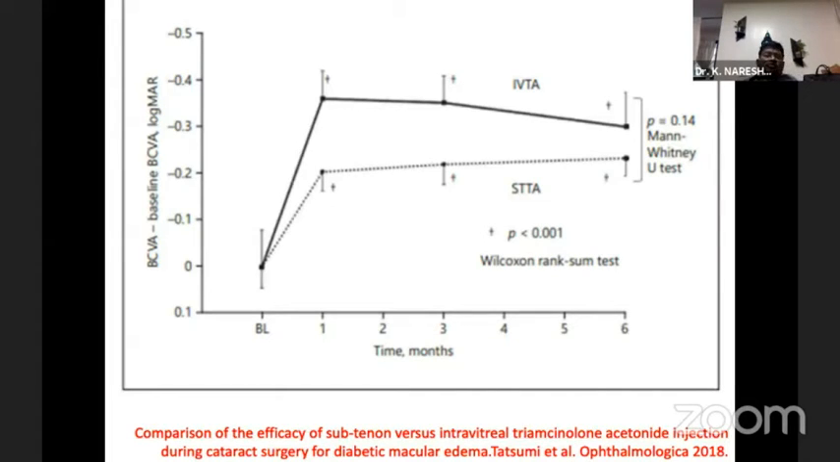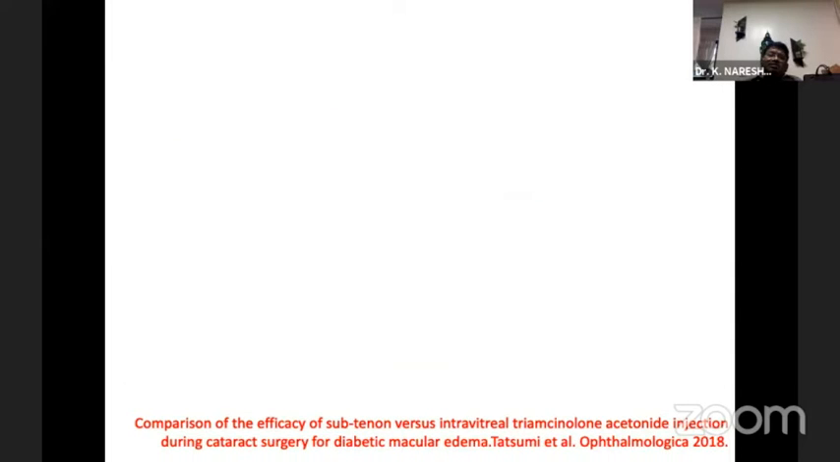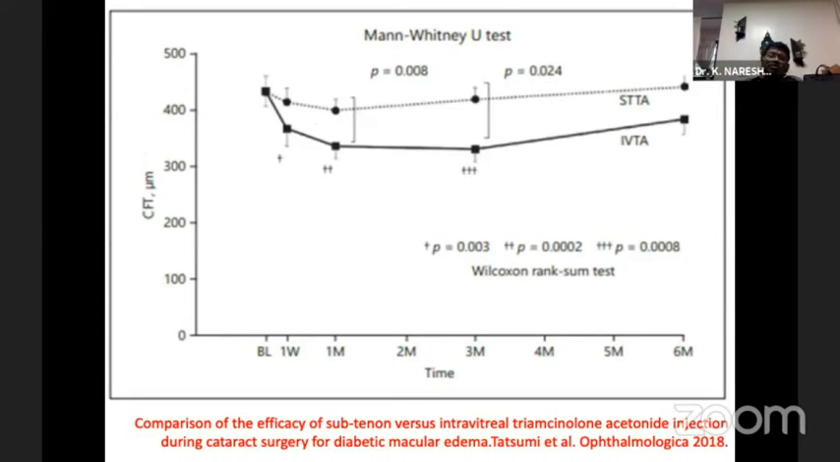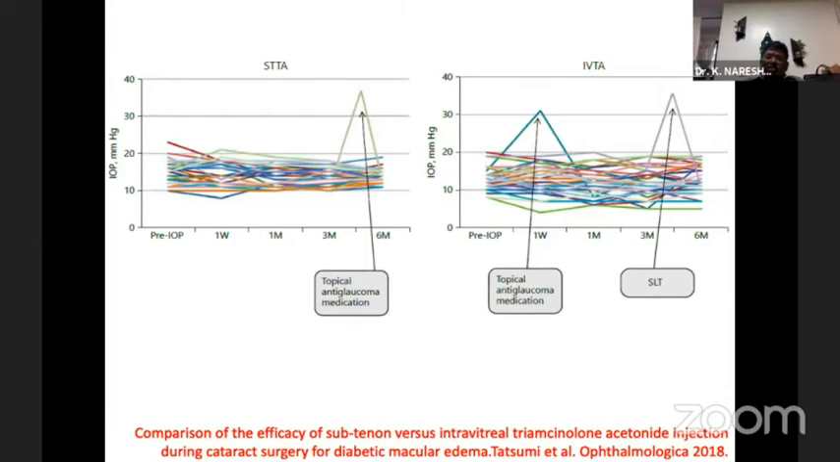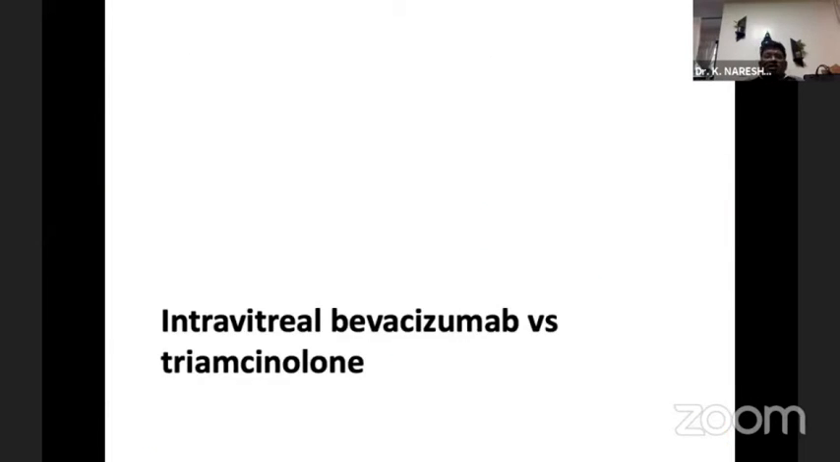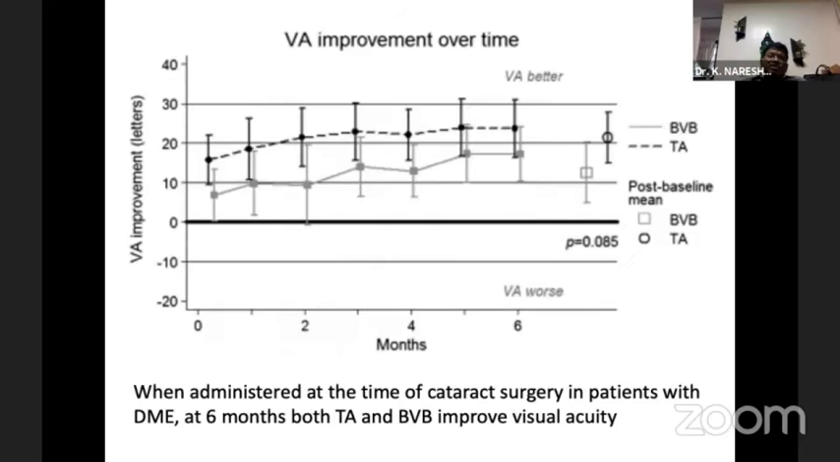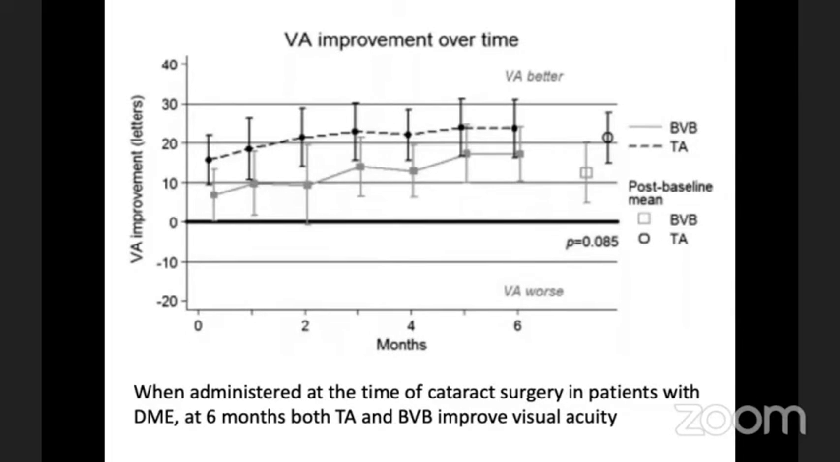So if you take both the BCVA and the central macular thickness, there's not much of difference between the two, but anyway, we usually prefer IVT in these cases, but there is always a chance of raised intraocular pressure in these cases. So the other one is you can have either one of these two, either bevacizumab or triamcinolone injected for this.